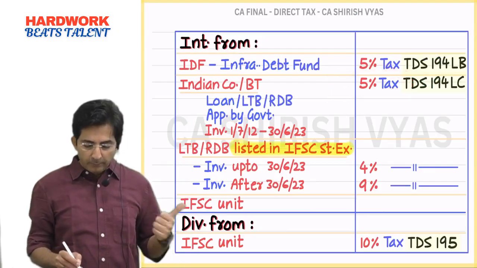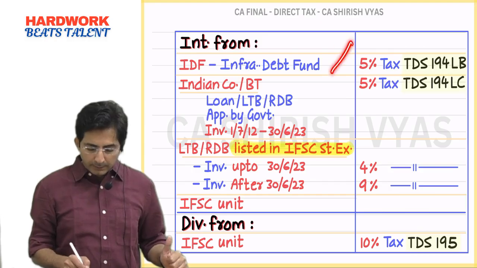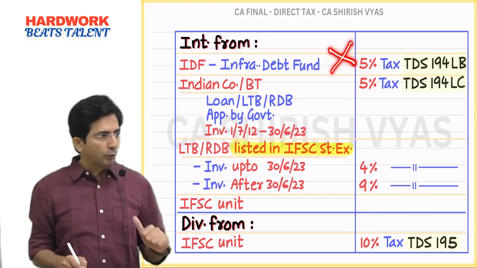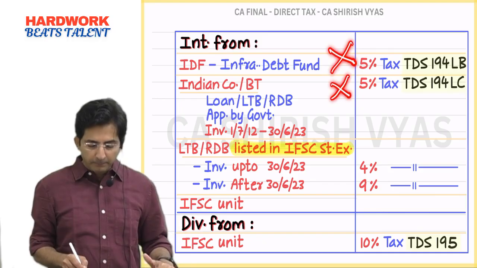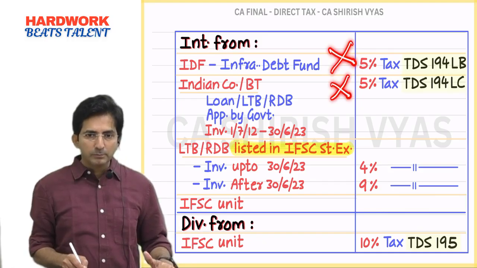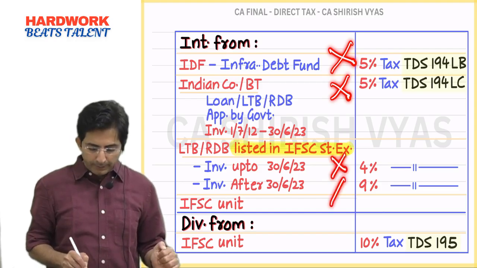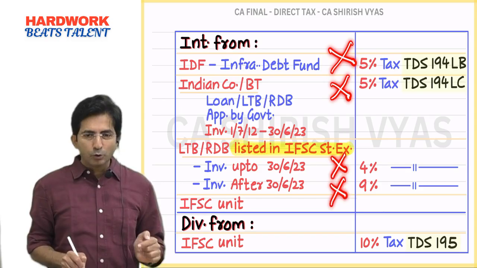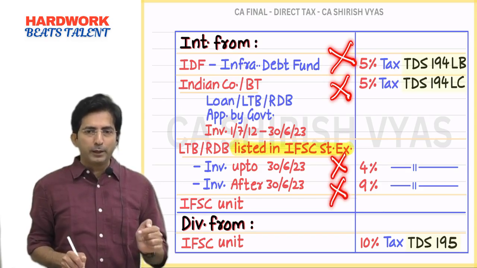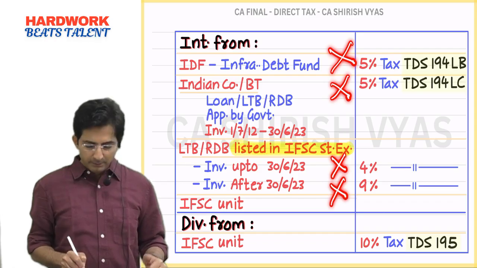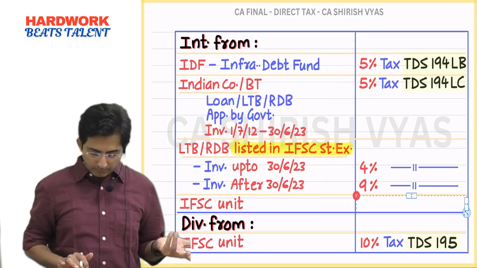So see, one by one I am ruling out. Why not this 5%? Because loan is not given to IDF. Why not this 5%? Because loan is given to some general concern, not an Indian company. And why not this 4 and 9? Because for this they should mention it should be a rupee denominated bond listed in IFSC. So nowhere are these things fitting. Even this is ruled out. This one. Which one?